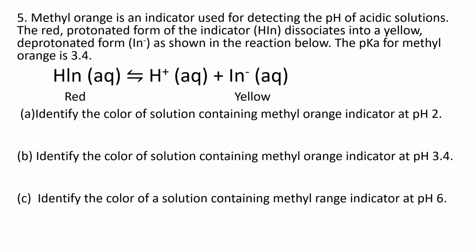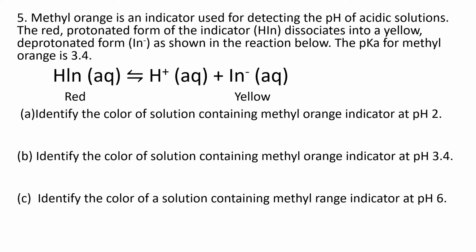Chapter 17, question 5 says methyl orange is an indicator used for detecting the pH of acidic solutions. This is a really good indicator that we use whenever our titrant is a strong acid, because we expect that equivalence point to be in a much more acidic area.